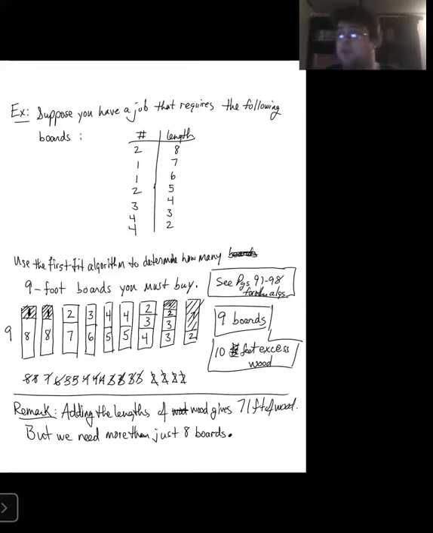Let's go to the next page. And that's going to take a moment for some reason. Okay, next page. Example. So the same directions, use the first fit algorithm. I'm just going to give you the chart here.